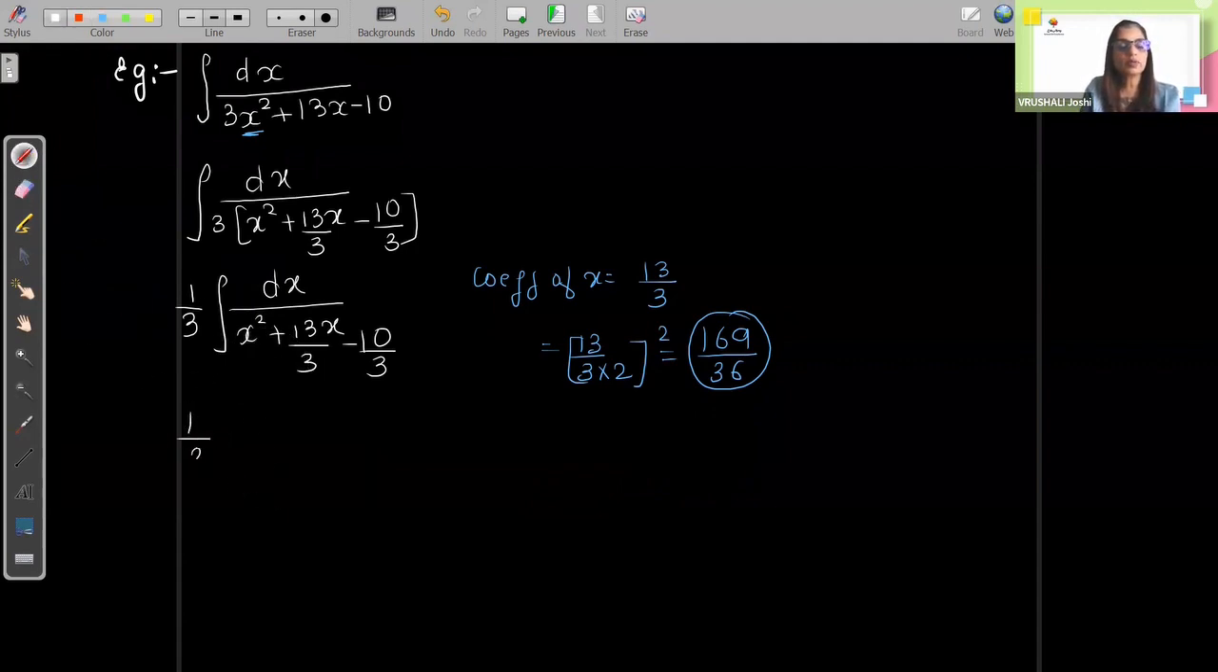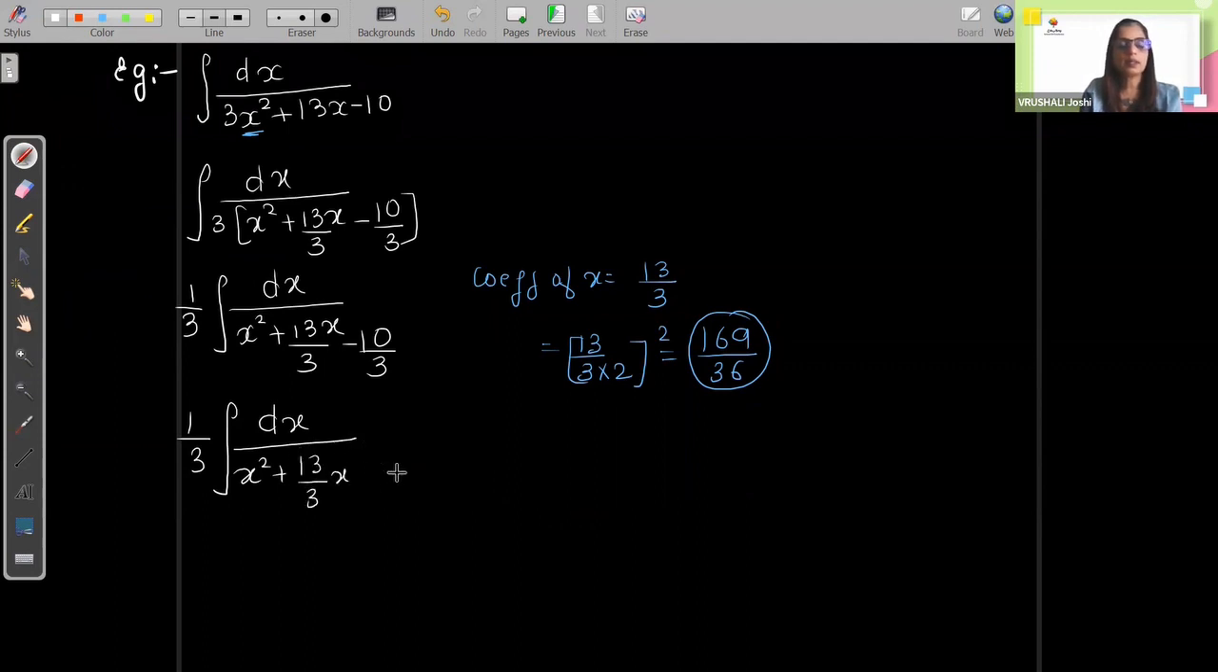So let's see. So we have 1 by 3 integration of dx divided by x square plus 13 by 3x minus 10 by 3 minus 169 by 36 plus 169 by 36. Correct?